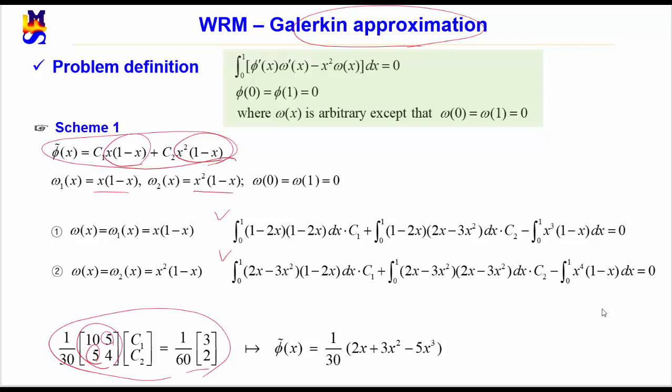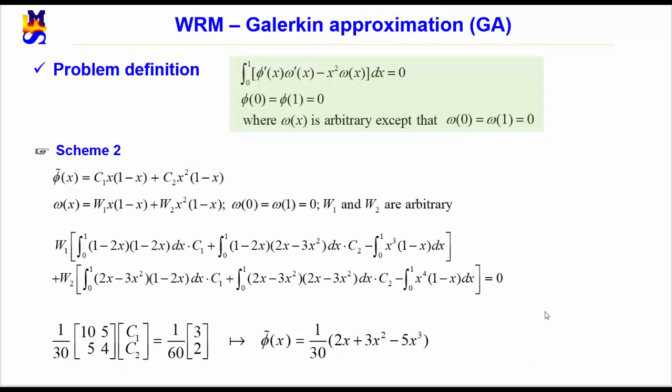Solving this linear equation and plugging C1 and C2 into this trial function, we obtain this approximate solution, which is the same as the Ritz approximation. So comparison with the exact solution was skipped.